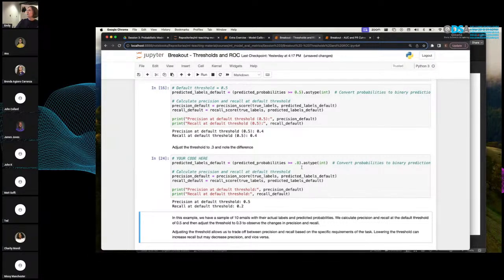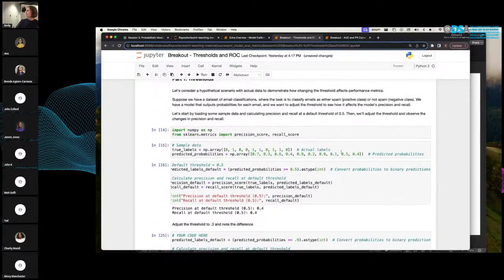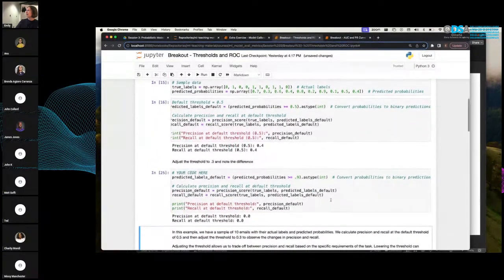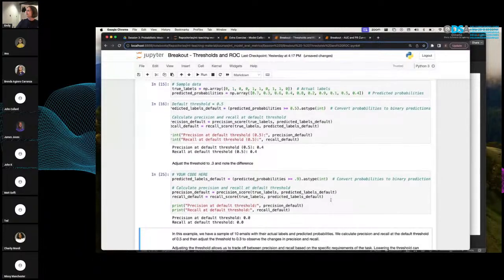Our precision at 0.8 is 0.5, and then we change it to 0.9, and suddenly it's 0. Remember, our data set is up here. Why is it 0 at 0.9? Is that because we only had one 0.9 in our predicted probabilities and that ended up being a 0?